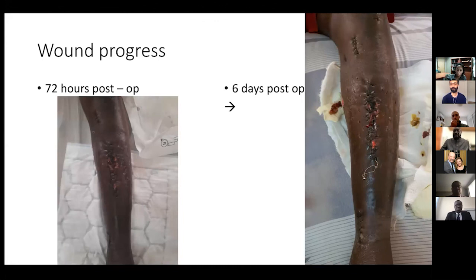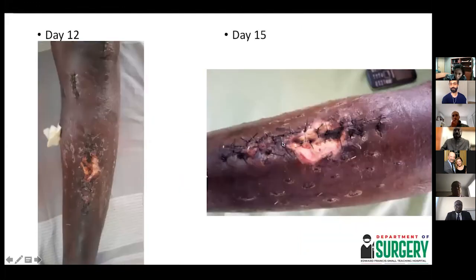At 6 days, again, it's starting to look a bit more necrotic. And then at day 12, it's declaring itself even more. And again, at this stage, you'd probably think, why wait? One of the main reasons was I knew we had a visiting plastic surgeon coming in a few days. So we just continued to watch and wait. In my head, I already figured out that he needed to have debridement and flap.